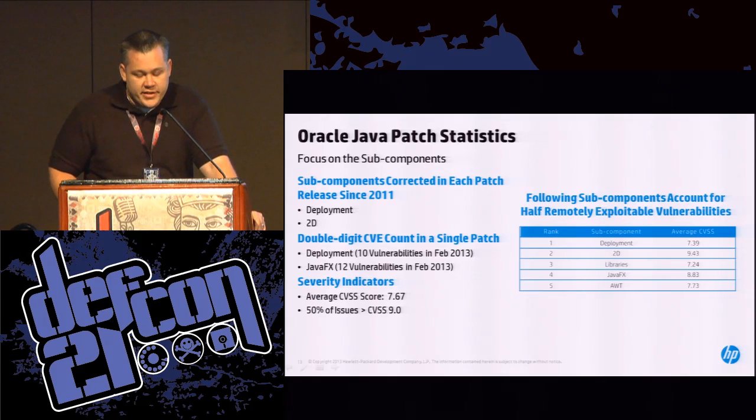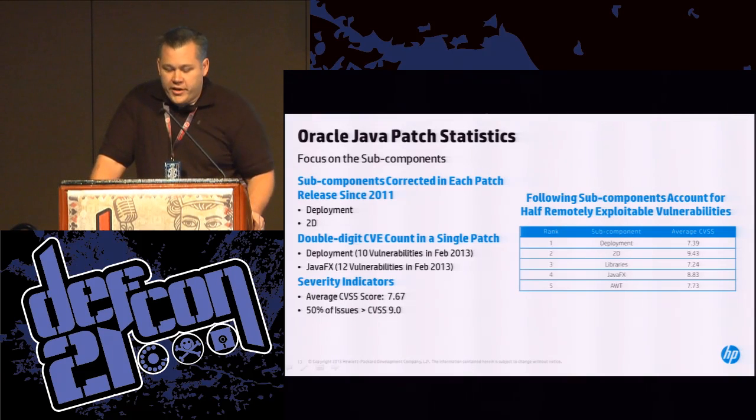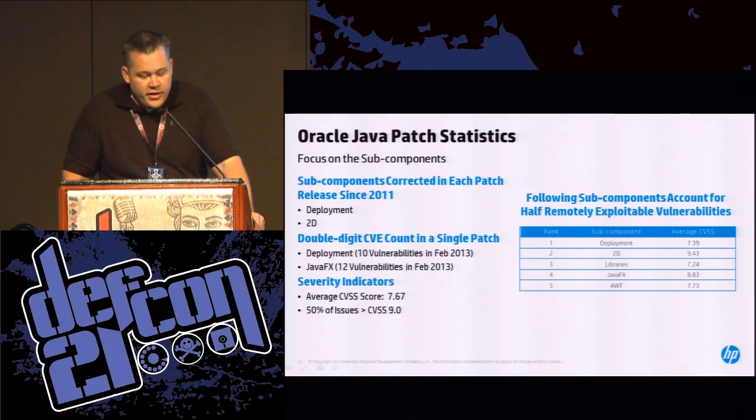Some other interesting statistics: there have been several components that have been patched in every single patch release over the last two and a half years. That would be deployment and 2D. And at one point there were 2 components that had double-digit CVE counts in a single patch: the deployment component, which had 10 vulnerabilities patched in February 2013, and Java FX with 12 vulnerabilities in February 2013.